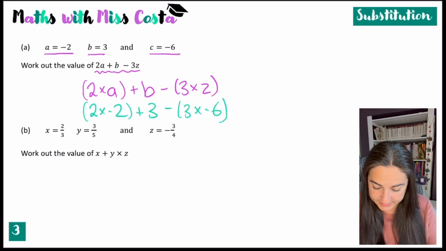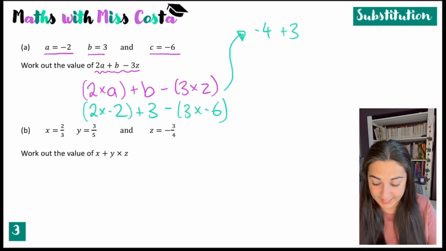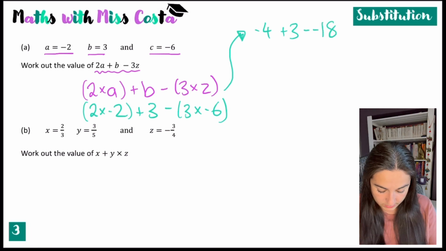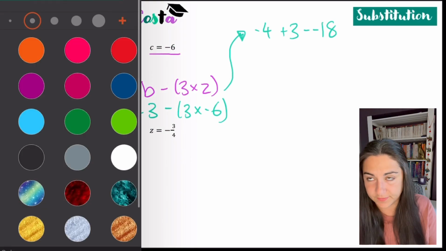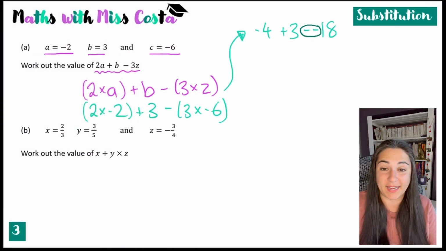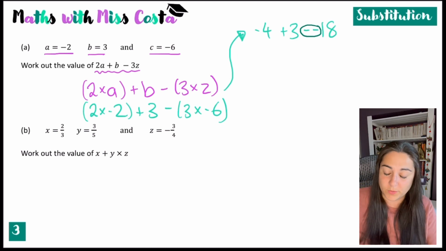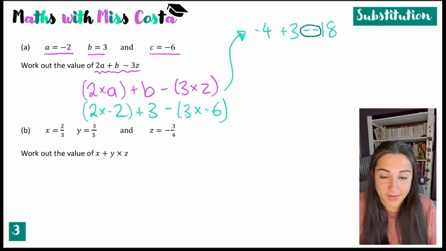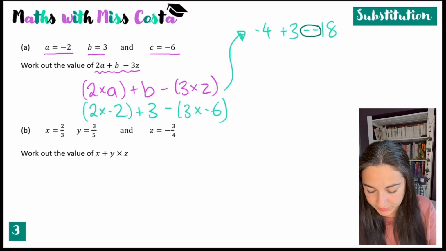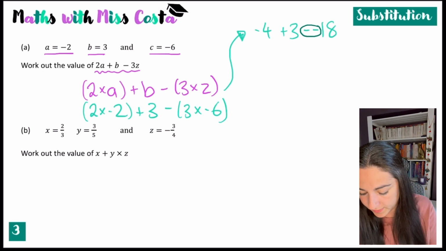So 2 times -2, let's move that up here, is -4, and then you've got +3, and then minus 3 times -6 is -18, so you've got -18. And remember, when there are two negatives, when you're subtracting a negative, it's the same as adding. Like if you're taking away ice cubes from a cold water bath, you're actually making it warmer because you're removing the cold. So subtracting a negative is the same as a positive, or just when you see two negative signs next to each other, you turn them into a positive.